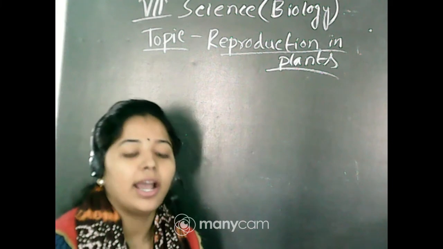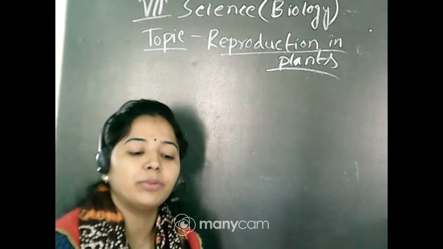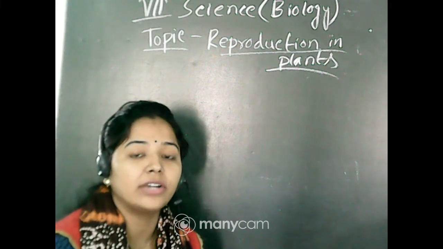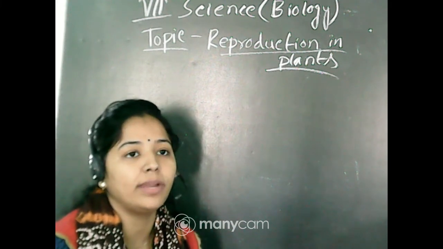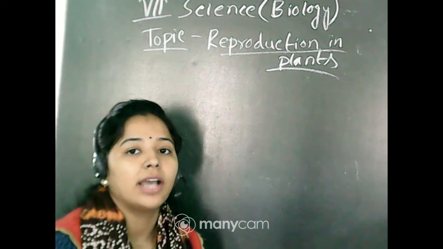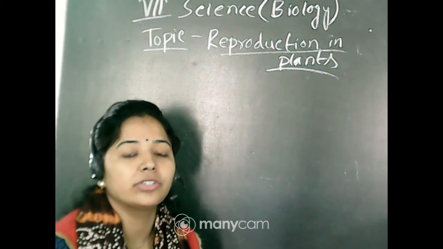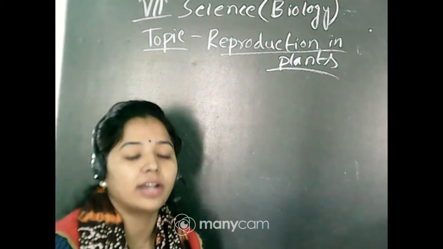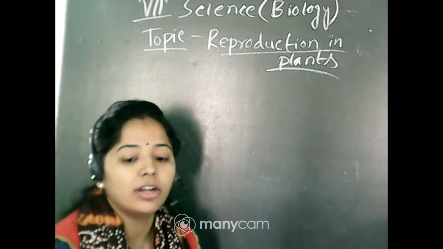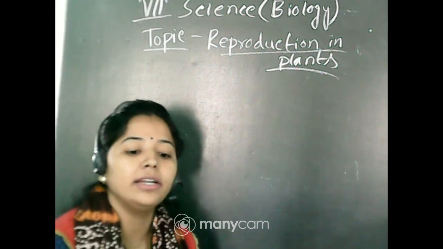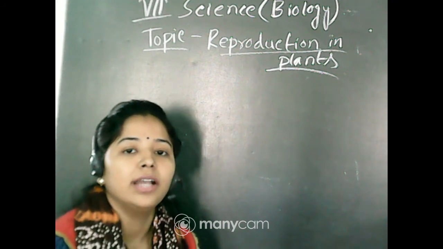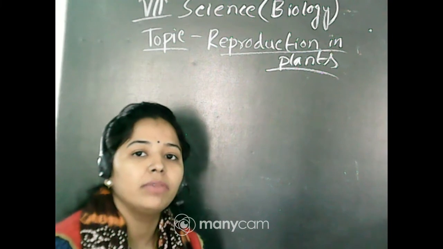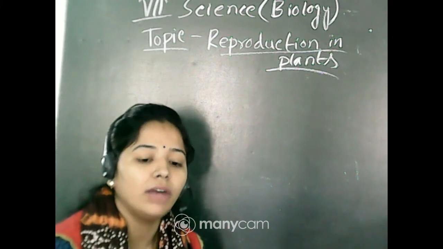Understood? As we know, the flower is the reproductive part of a plant and the most attractive part, and it has many parts: sepals, petals, then stamen, then pistil or carpel. Among these, the stamen is the male reproductive part of a flower, and the pistil or carpel is the female reproductive part of a flower.